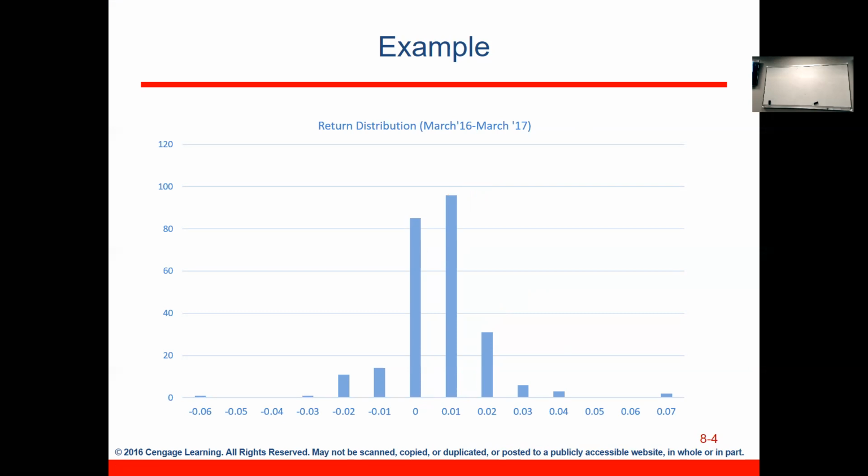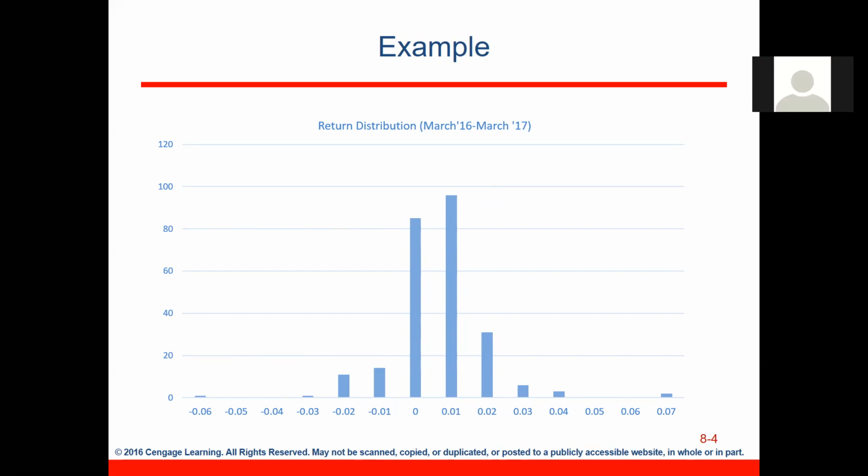This is called probability distribution. It shows us every single range of return with the corresponding probability. Does that make sense, Casey?